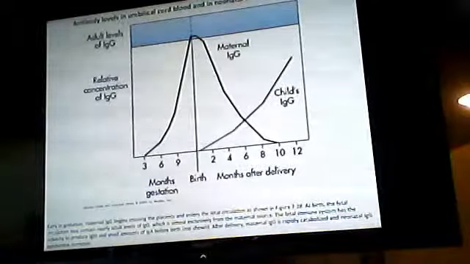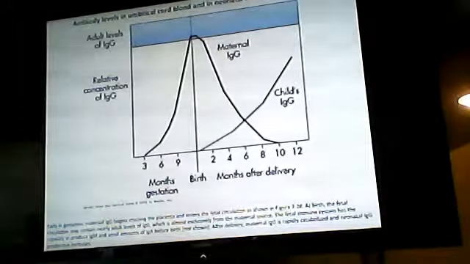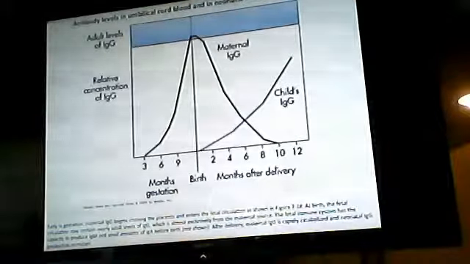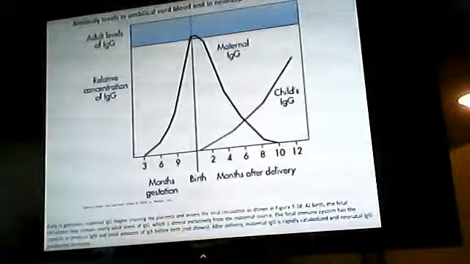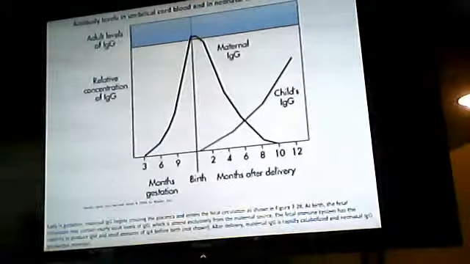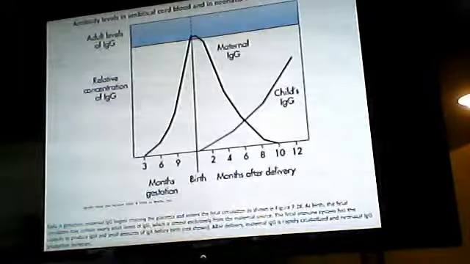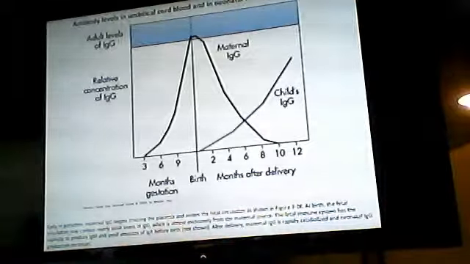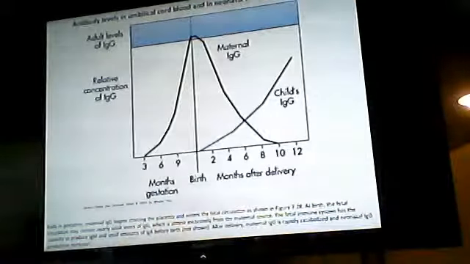Okay. So the mom's IgG is in the circulation, and once the child is born, he or she can start producing their own IgG, and eventually, after about 6 months, they have more of their own immune cells than their mom's.